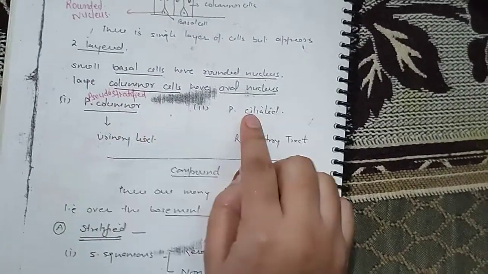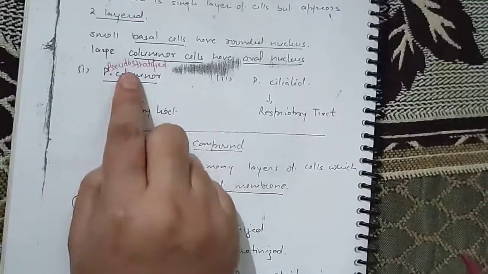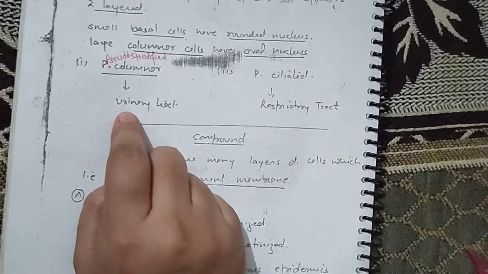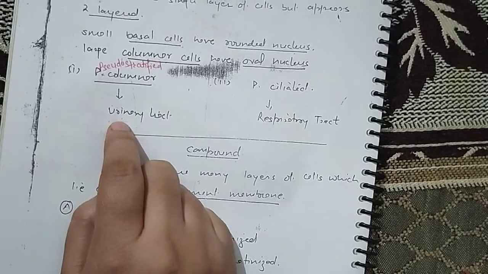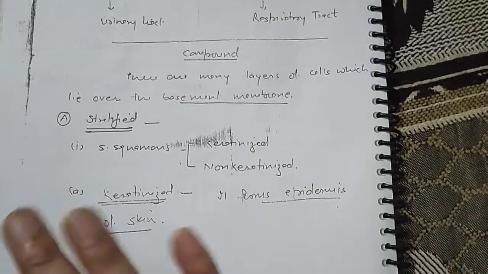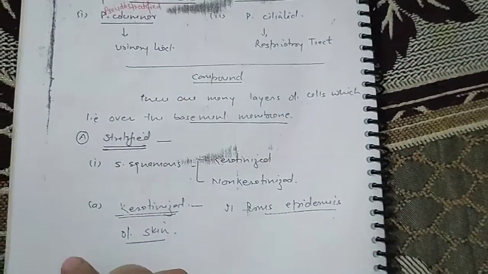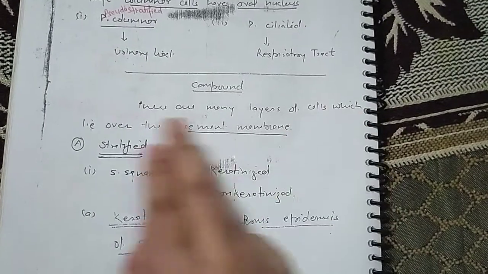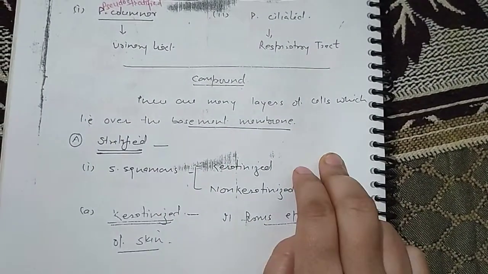Pseudostratified columnar, pseudostratified ciliated. ये कहाँ मिलेंगे? They are found in the urinary tract. They are found in the respiratory tract. So this is the end of the simple epithelium. Now compound epithelium. There are many layers of cells which lie over the basement membrane.